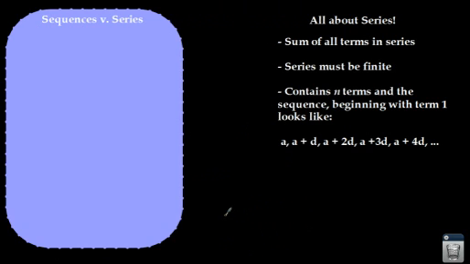Okay, so we talked about in the learning target that there's a difference between something called a sequence and something called a series. So let me write down a sequence for you. 1, 3, 5, 7, 9. And we could separate these by commas if we wanted to, right? Okay, this is a sequence. Okay, a series is going to look like this.